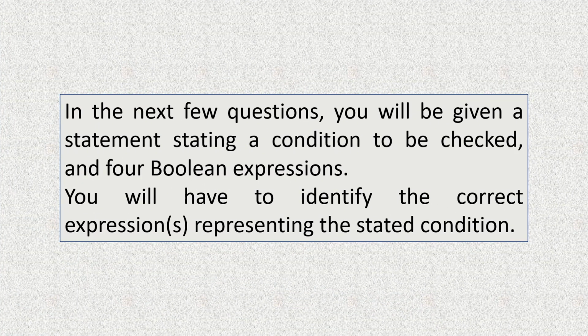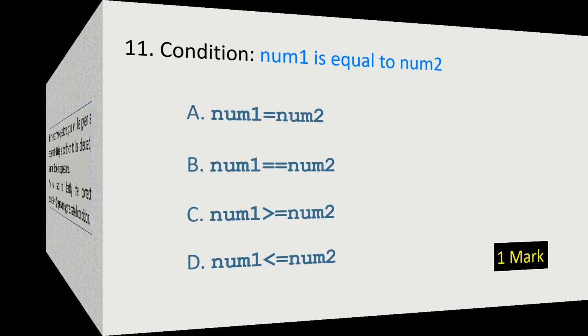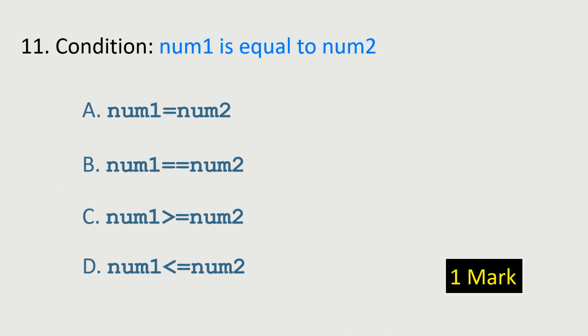In the next few questions, you will be given a statement stating a condition to be checked and 4 Boolean expressions. You will have to identify the correct expressions representing the stated condition. Question number 11. The condition to be checked is that num1 is equal to num2. Identify the correct expression. And the answer is B.